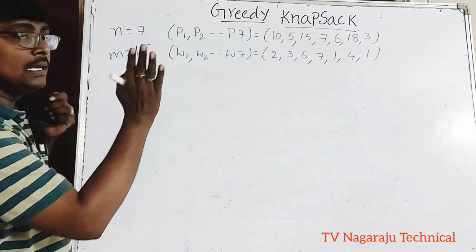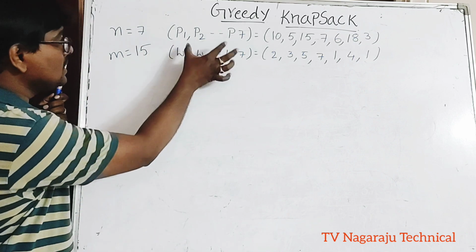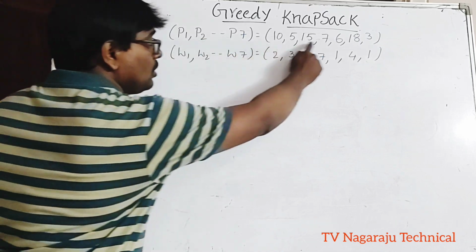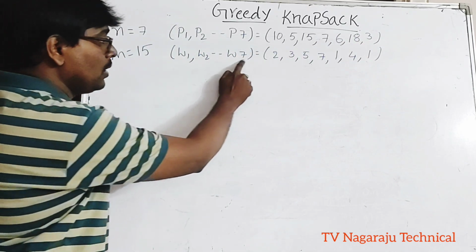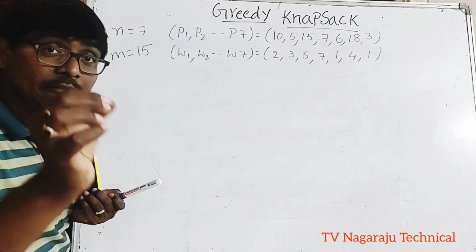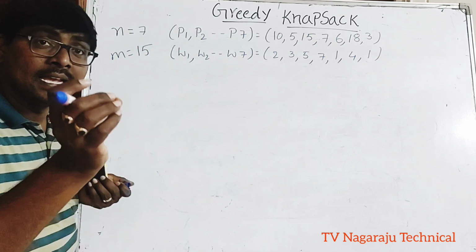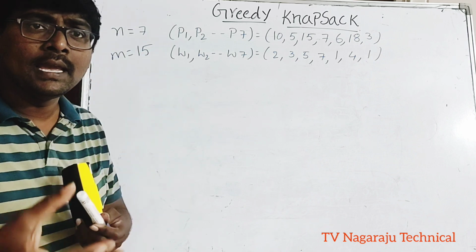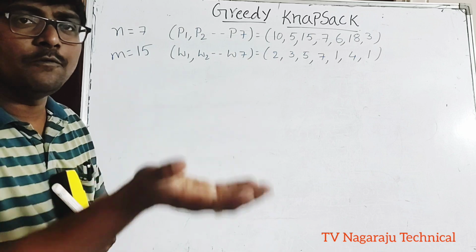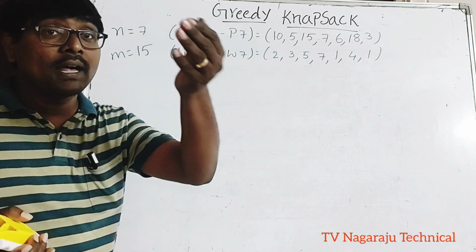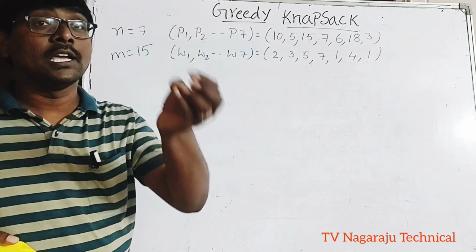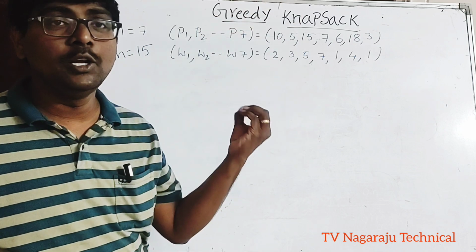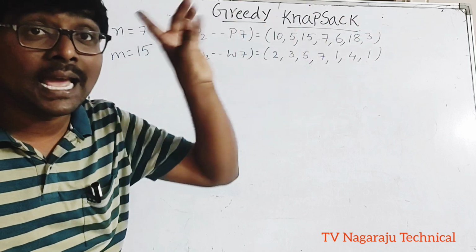Now simply the procedure is, consider this example. You are given 7 objects. Each object has a profit, and W1 to W7 specify the weights. The first step is to calculate the ratios of profit by weight. Why? If the ratio, profit by weight, is high, that means more profit and less weight, so we need to place that object into the knapsack.